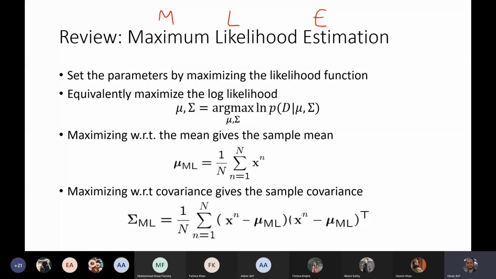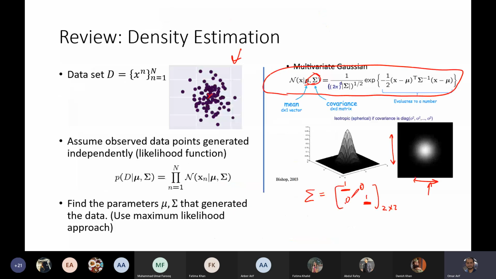mean and the covariance matrix. In order to get the mean, we simply compute the average of all the data points. In order to compute the variance, we use this equation here. It gives us a 2 by 2 matrix, which tells us what the shape of the cluster, or the Gaussian distribution, is.